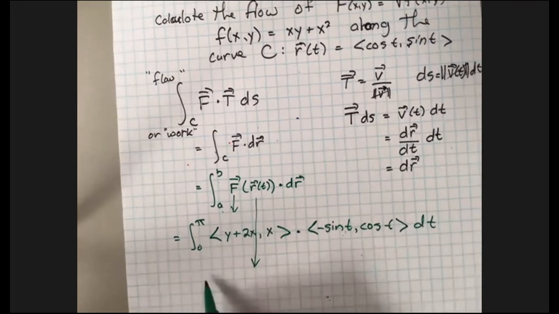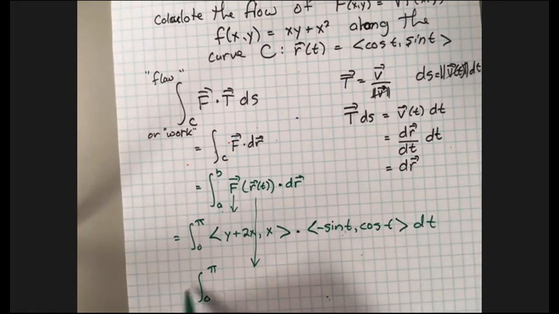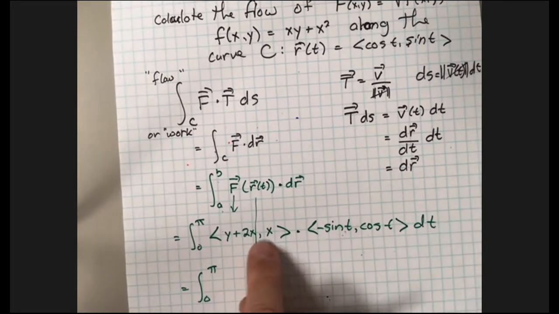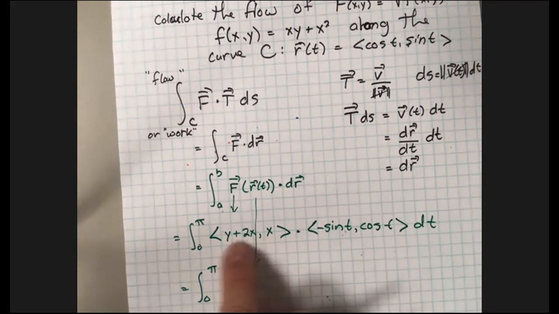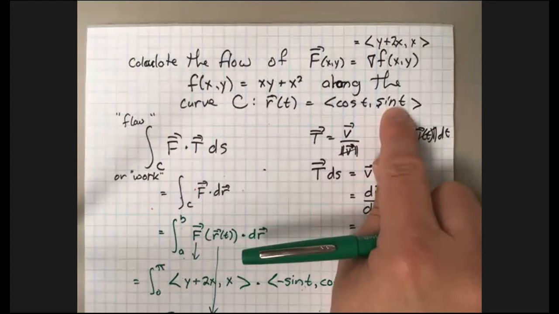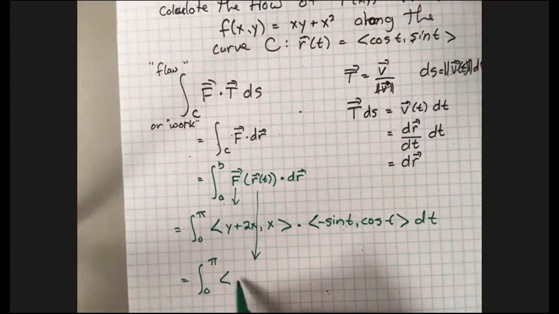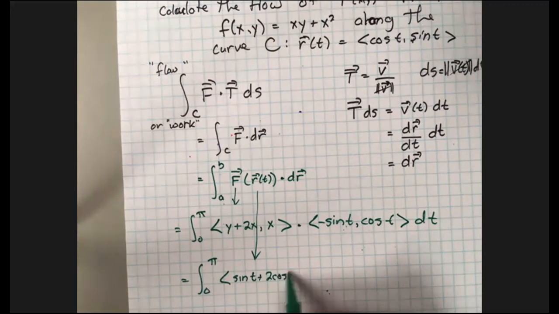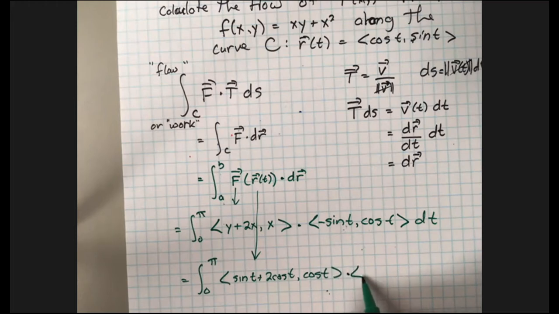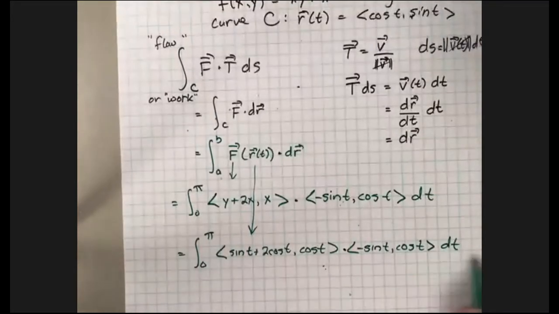So now let's actually put the r into here. There's no harm in doing this, but it's kind of unfilled in. And remember, the y is sine t, and the x is cosine t. So this is the function or the field, sine t plus 2 cos t, comma, cos t, dotted with minus sine t and cos t. After I do that dot product, then I evaluate with respect to t.